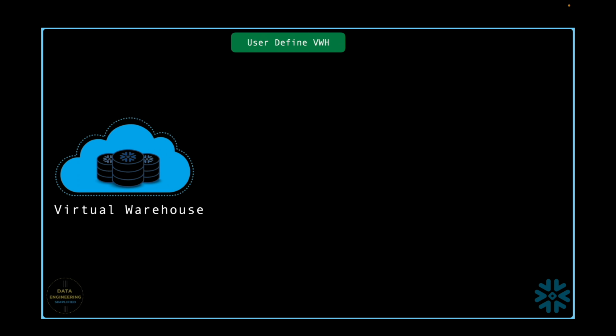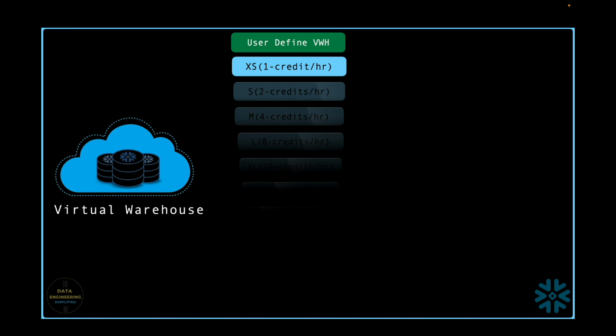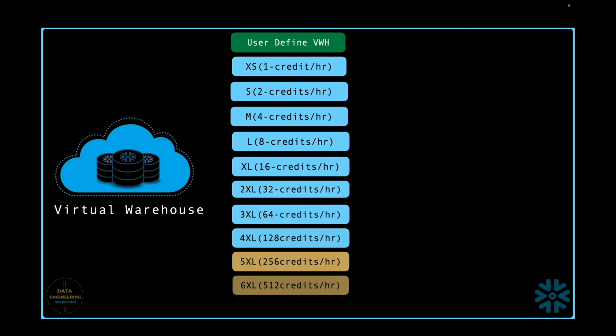The smallest virtual warehouse in Snowflake is referred to as extra small, while the largest one is 6X large. Snowflake uses t-shirt size style for naming its warehouses. 5X and 6X large warehouses are not available in all the clouds and all the regions. That's why 5X large and 6X large are shown in a different color.